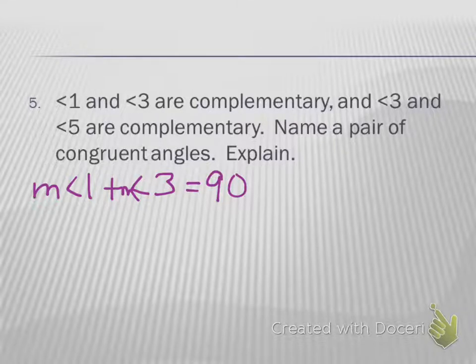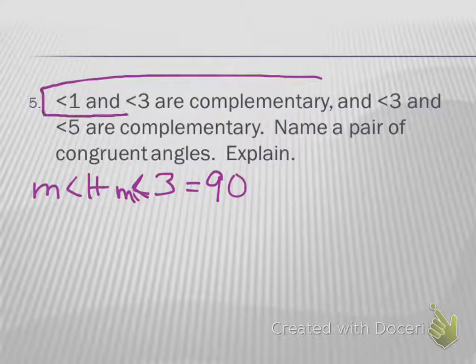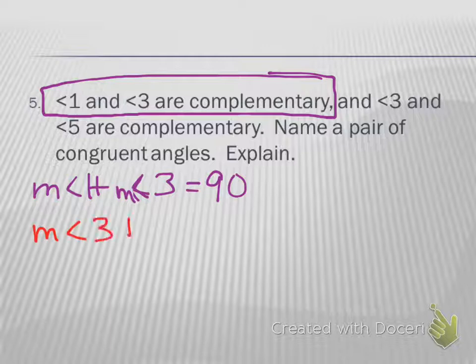That's an M there. Sorry, let me fix that. Just what's in purple. You don't need the whole problem. So I got what's in purple from this statement right here. The measure of angle 1 and the measure of angle 3 must add to 90 because it tells me that they're complementary angles. Now, if you read on, it also tells you that angle 3 and angle 5 are complementary angles. So I know if I take the measure of angle 3 and I add it to the measure of angle 5, I should also get 90.